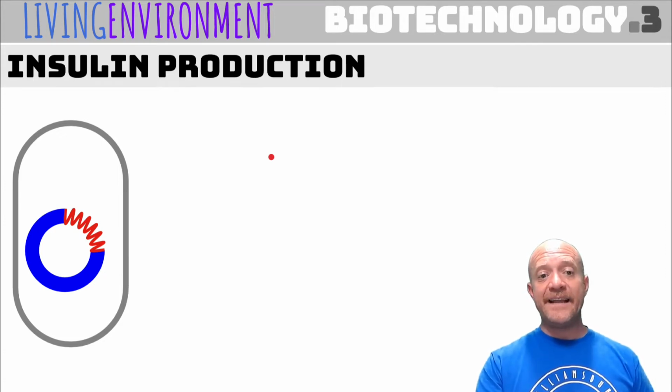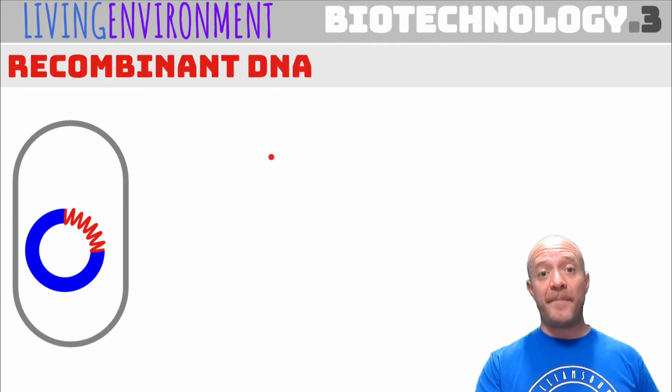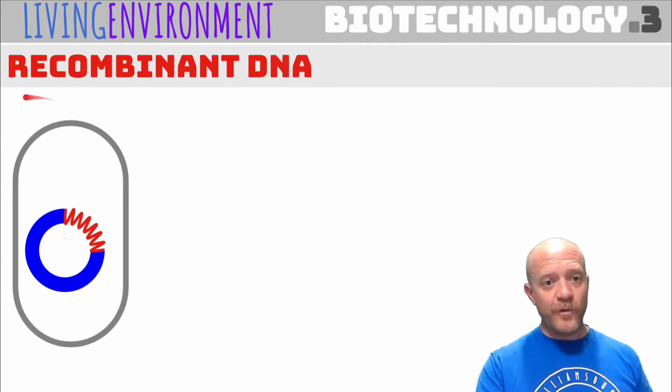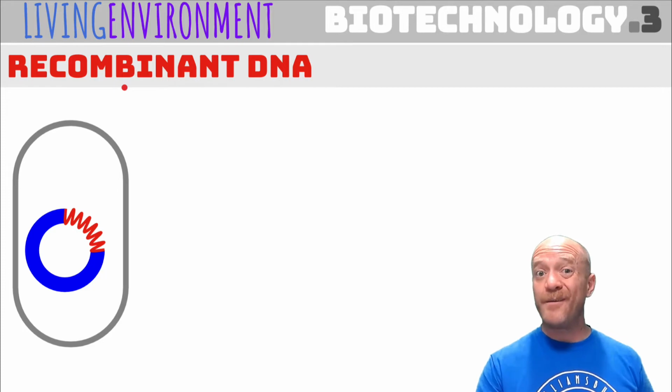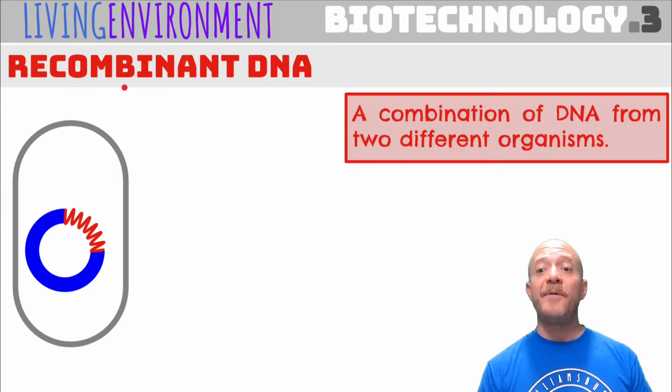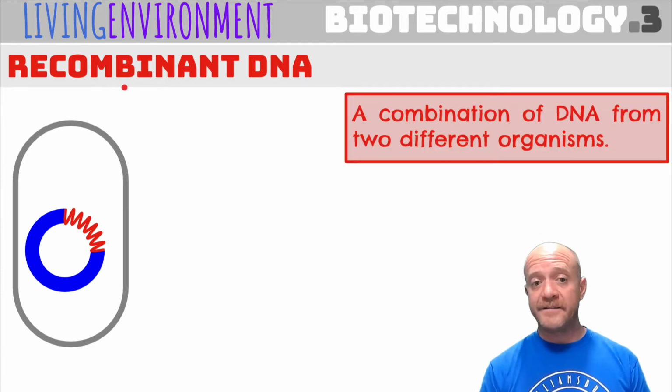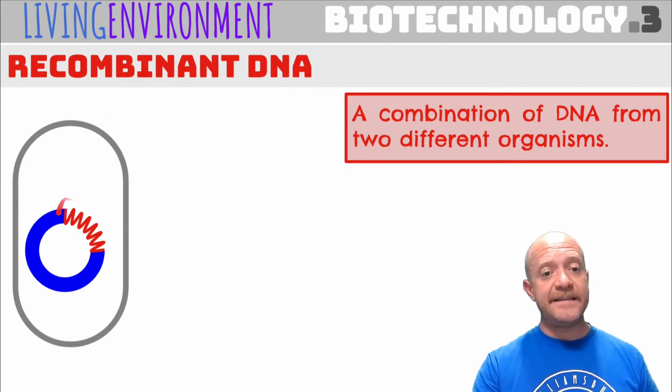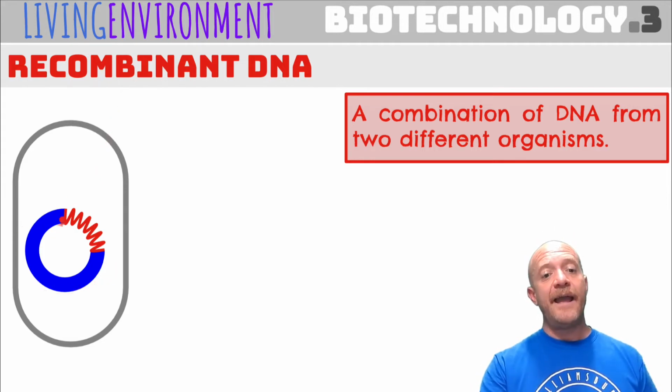Now this DNA strand is called recombinant DNA. And if you look at the word recombinant, it kind of looks like recombined. And it is a combination of DNA from two different organisms. In this case, it is DNA from bacteria and DNA from a human.